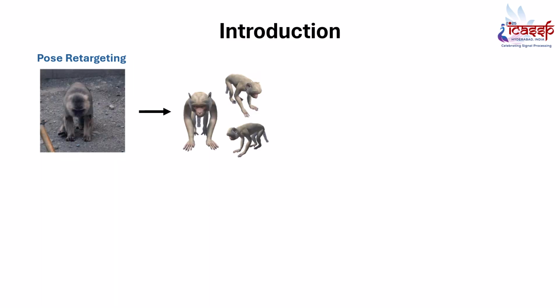Accurate 3D pose estimation is crucial for pose retargeting, which involves transferring of an estimated pose from an image onto a 3D avatar. This is widely used in computer graphics, animations, biomechanics, and virtual reality.